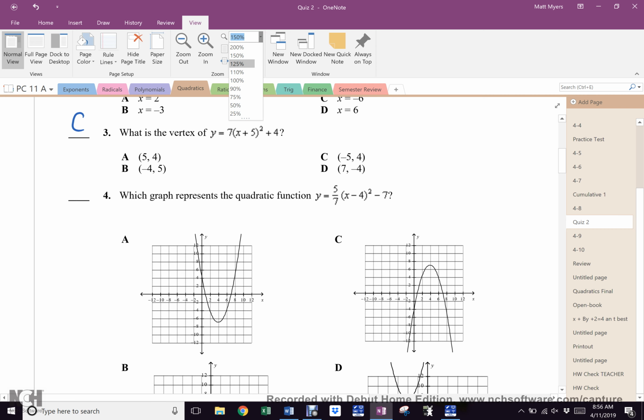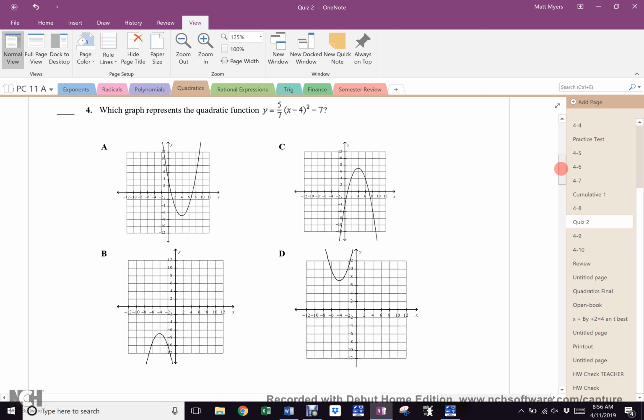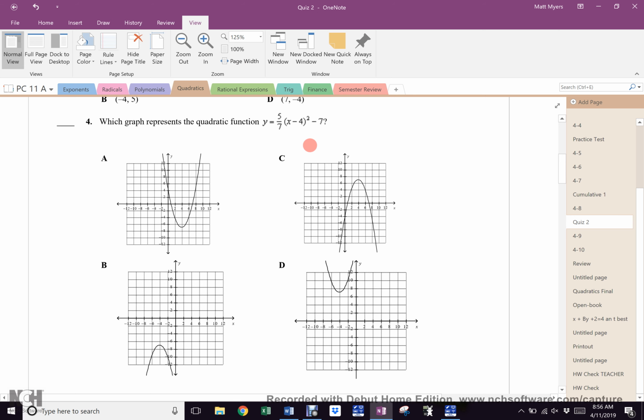Let me shrink this down one so they're all on the screen. Which graph is that function? First of all, could it be B? No. Why? Because B is sad. Could it be C? No, because C is sad. So it had to be A or D. And which is it? A. Why? Positive 4, negative 7. Yay.